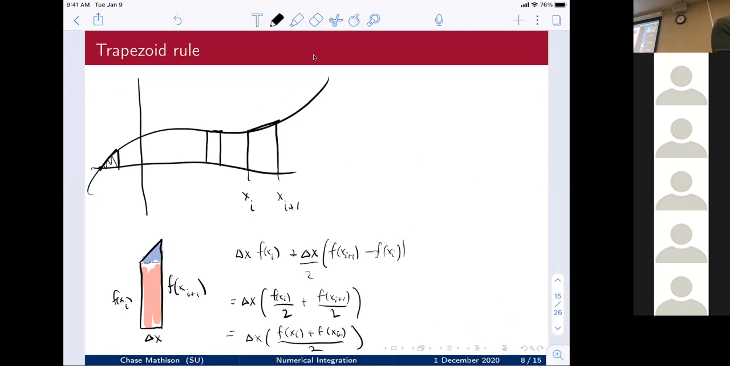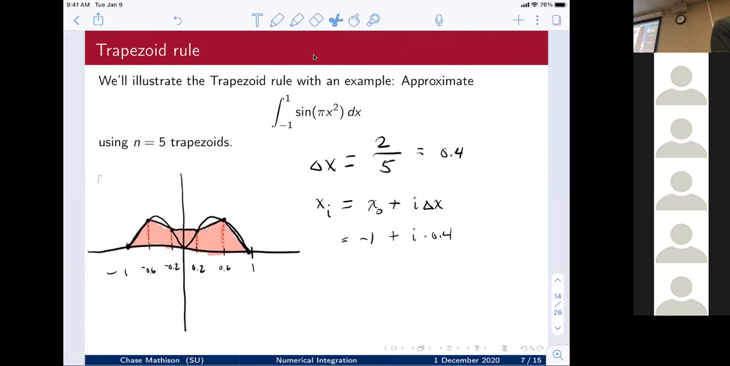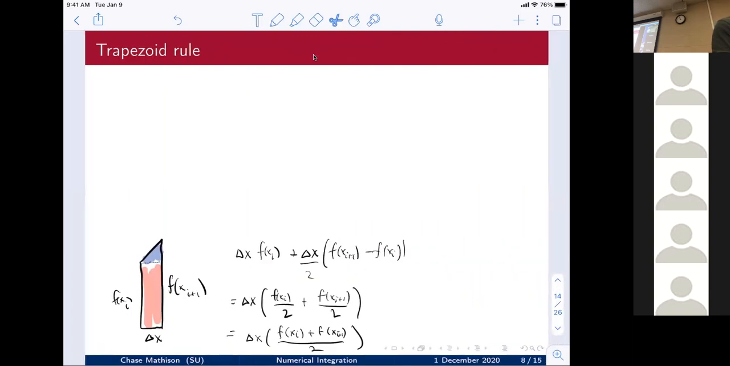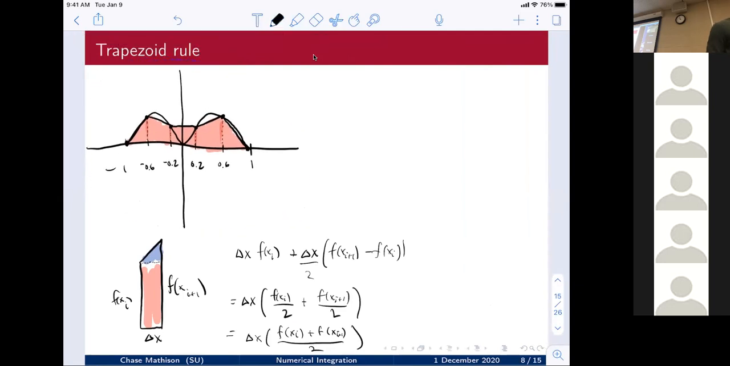So let me cut this out really quick. Delete, and let me copy this. Copy, paste. Excellent. So this is what we're looking at here, right?